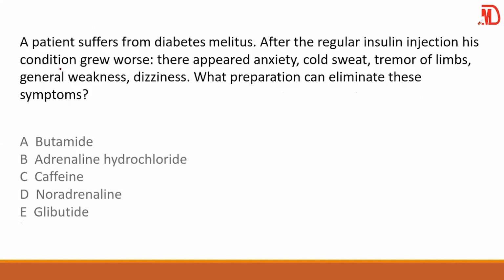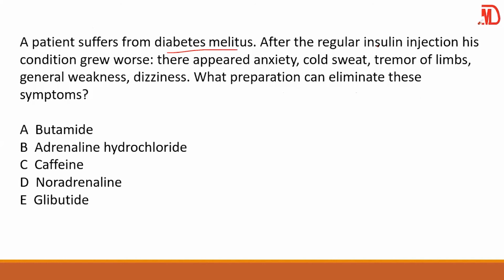So a patient suffering from diabetes mellitus, after the regular insulin injection, his condition grew worse. There appeared anxiety, cold sweat, tremor of the limbs, general weakness and dizziness. What preparation can eliminate these symptoms? So definitely, you are thinking of an alpha-beta adrenergic agonist. This person is having a hypoglycemic coma, because of the insulin injection. So the glucose level will go down.